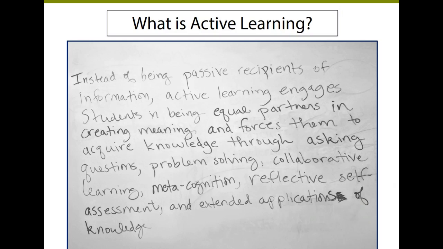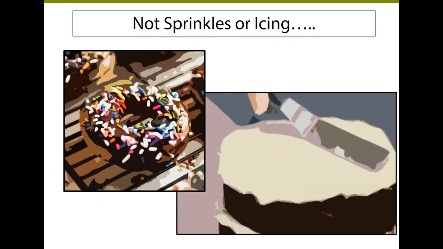Instead of being passive recipients of information, active learning engages students in being equal partners in creating meaning and forces them to acquire knowledge through asking questions, problem solving, collaborative learning, metacognition, reflective self-assessment, and extended applications of knowledge. I like this one. Every group comes up with something slightly different, but I think this captures pretty well what I'm going to be talking about when I say active learning.